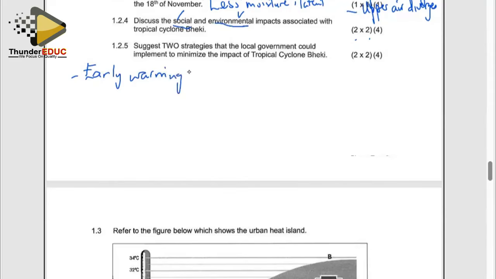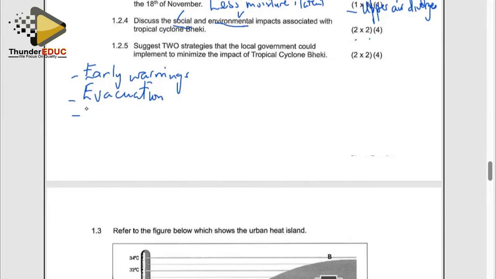People must be warned before the weather system affects. So people must be alerted through different means. You can talk of the media, different avenues of social media, the radio, the television. People must be warned earlier on. And also you can talk of other things like evacuation of people in low-lying areas. Evacuate those people who are in areas which are prone to the problem of flooding.